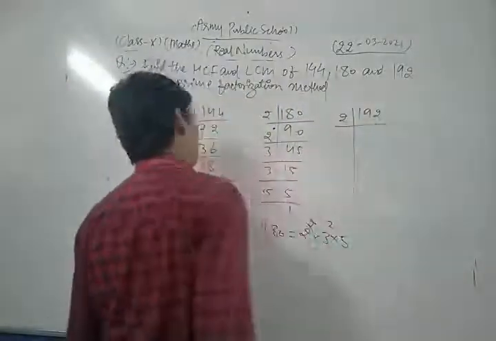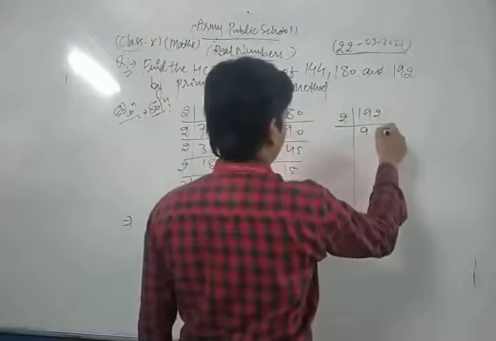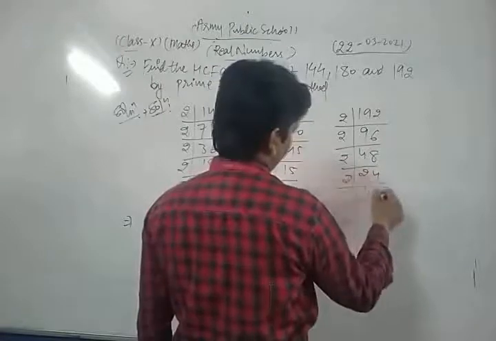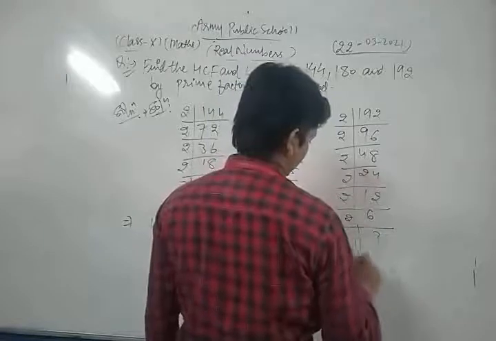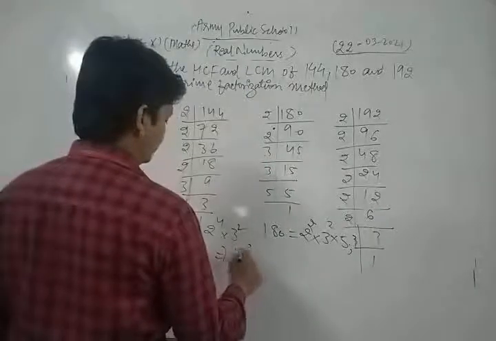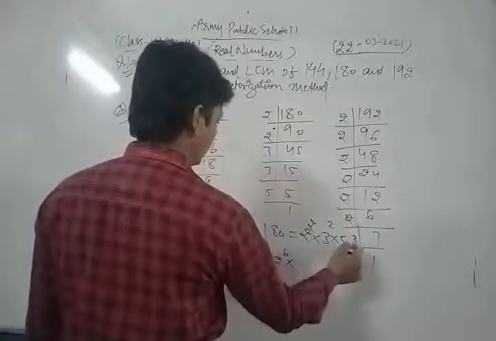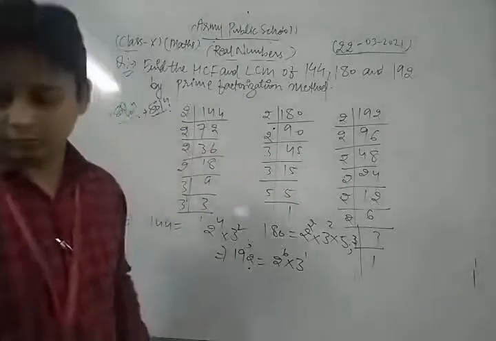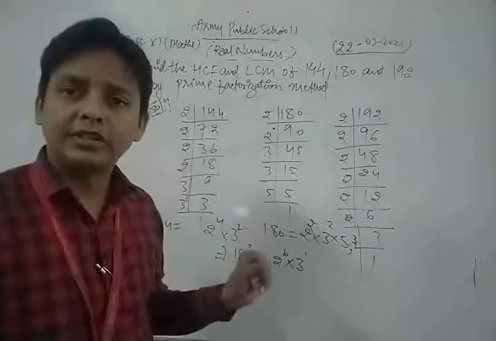Dividing 192 by 2 repeatedly gives 96, 48, 24, 12, 6, 3, and finally 3 once is 3. Thus the prime factorization of 192 is 2 power 6 into 3 power 1. Okay. So dear students, in this way, first of all we find the prime factorizations of each and every number.